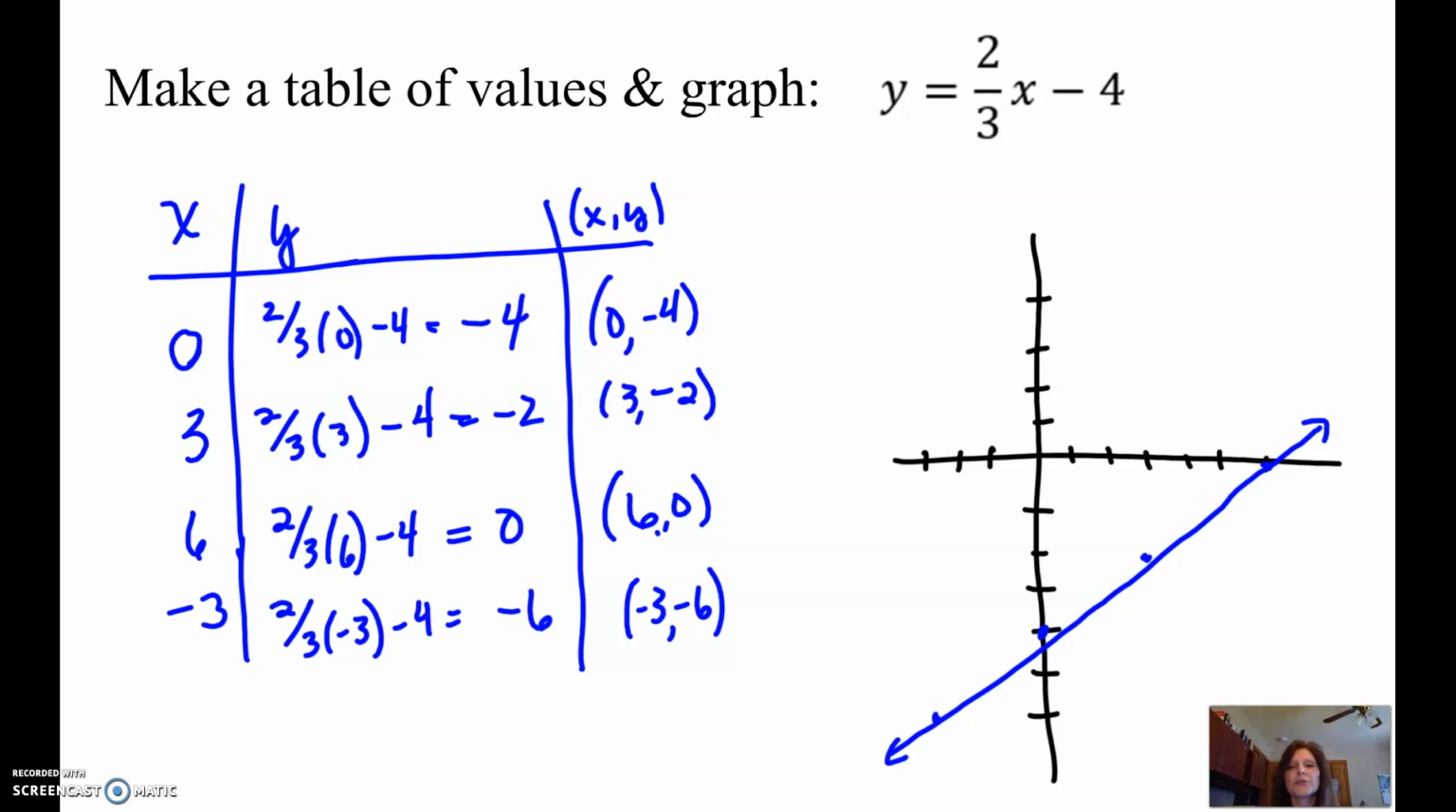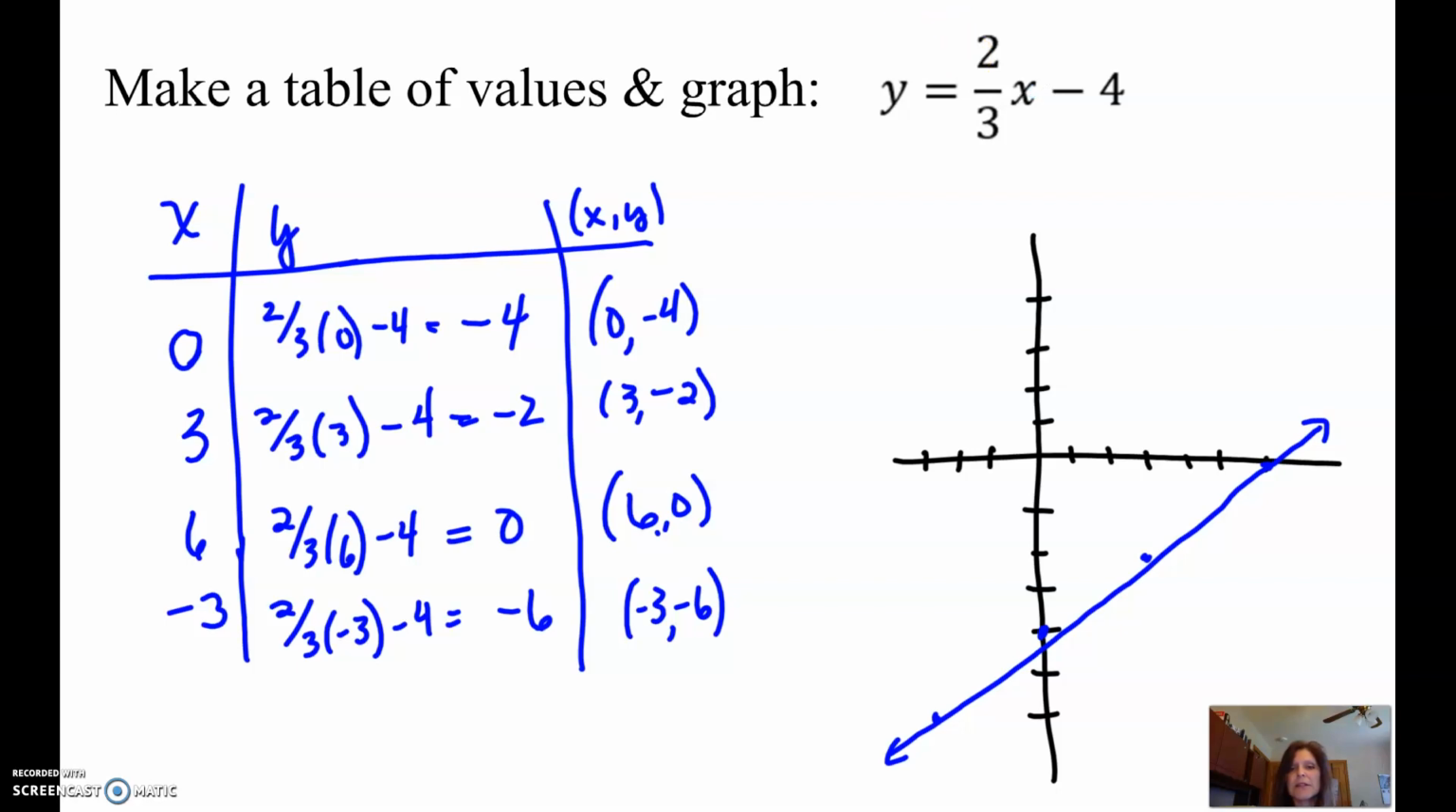I also want to be able to graph by just making a table of values. So here's an equation, and I went ahead and picked one that had a fraction in it. So I have y equals 2/3 x minus 4. I can pick any x I want to plug in here, but when I get my answers, I want them to be nice numbers. I can't figure out exactly where 1/2 or 1/3 or whatever is on my grid, so I want to use whole numbers only.